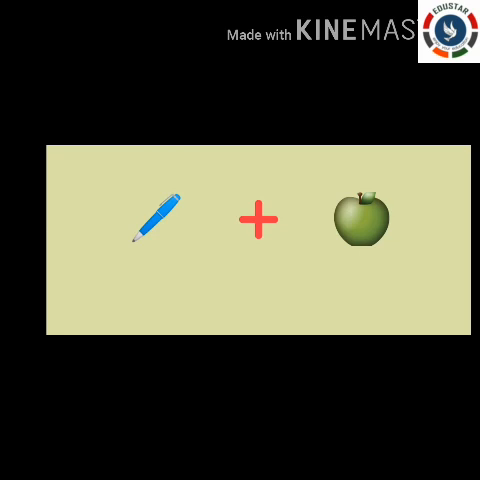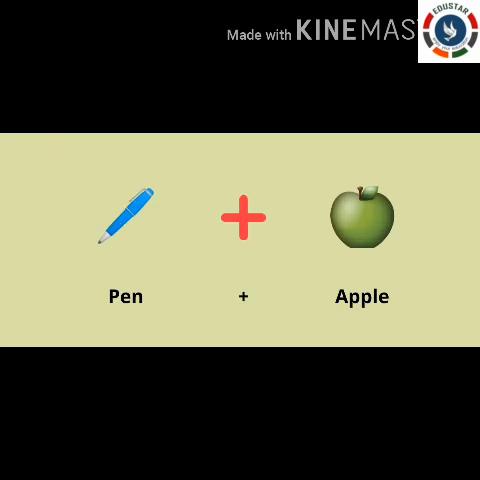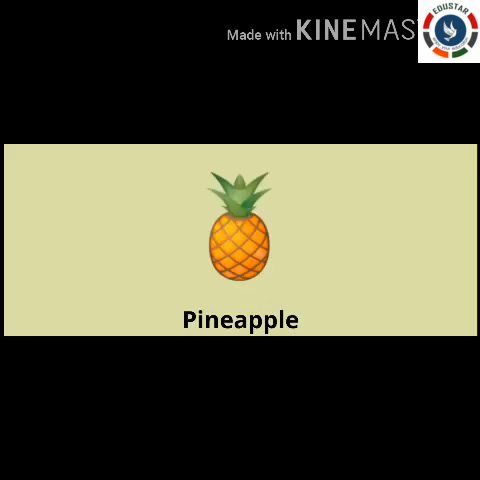Now see the given clues. You can see two small pictures, isn't it? First you have to find out the name of the picture. Then you have to join the two names so that you will get one fruit name. Tell me what is given in the first picture? Pen. Isn't it? What is the next picture? Apple. Yes, correct. So, if you join pen and apple, pen, apple. So, what fruit is coming in this pronunciation? Yes, pineapple. You are correct. The answer is pineapple.